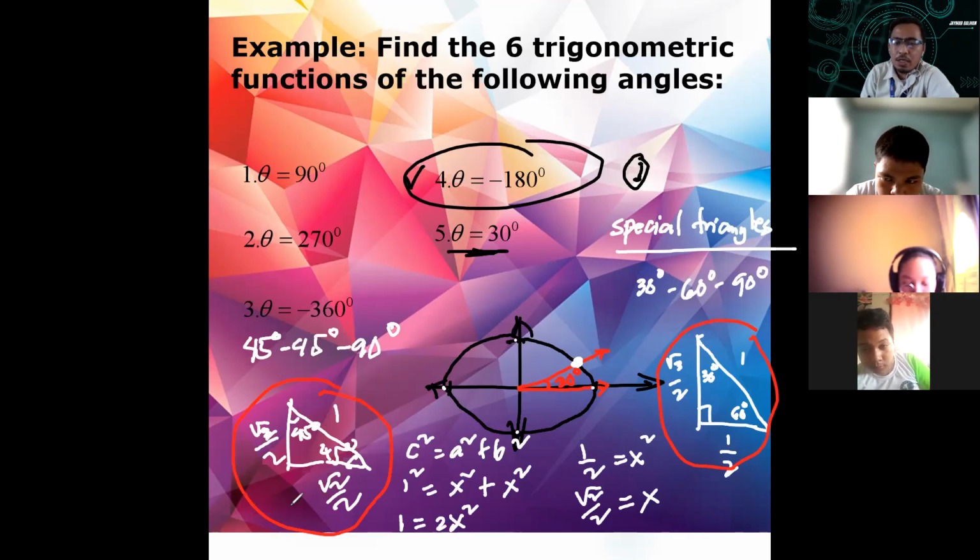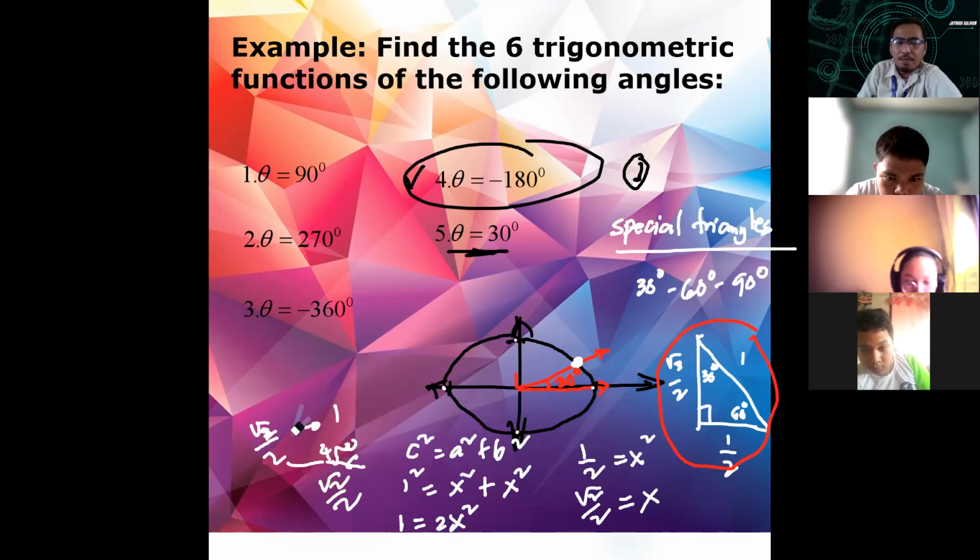So these two triangles, the 30, 60, 90 degrees triangle and the 45, 45, 90 degrees triangle, are the special triangles that we will be using in finding the terminal point in these cases, just like in number 5. Okay? Is it clear? Yes, sir. Okay, let me continue with the problem that we have.